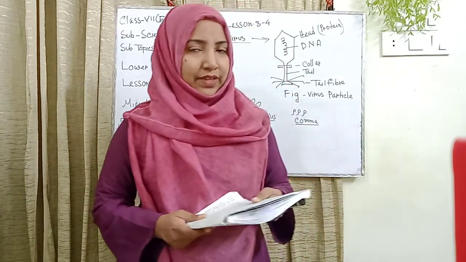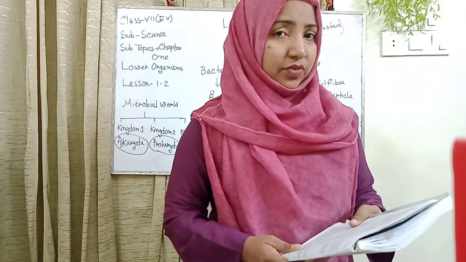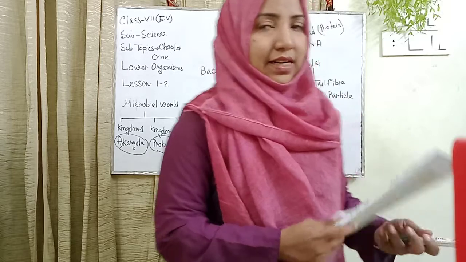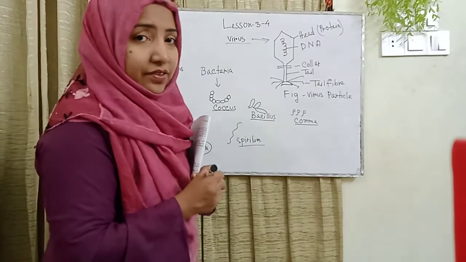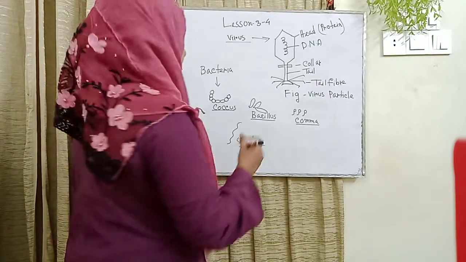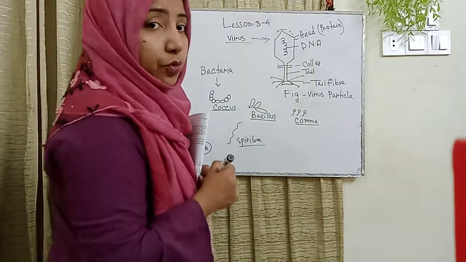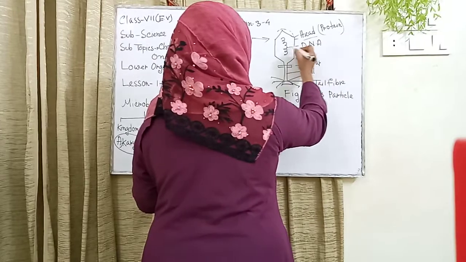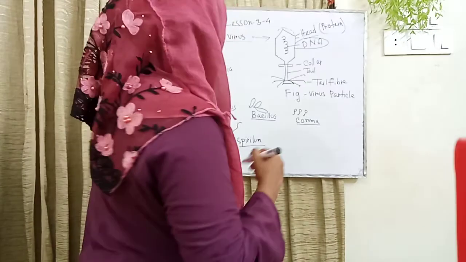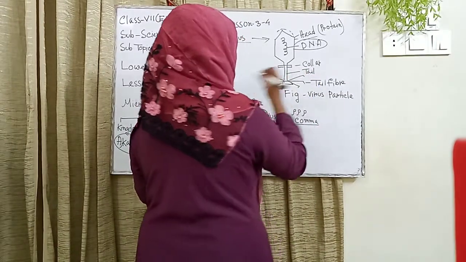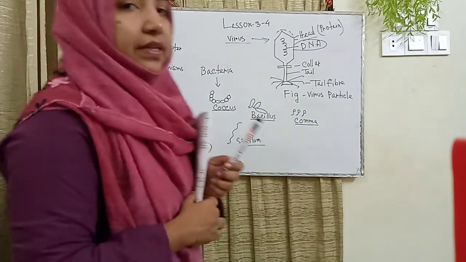The next lessons are 3 and 4. These are about the lower organisms. The first structure is the virus and the second is the bacteria. I just drew the bacteriophage virus. Here is the bacteriophage virus. The first part is the head, which is made of protein. The second is the DNA, which is also the hereditary material. Third is the collar and fourth is the tail and tail fiber. And the figure shows virus particles.